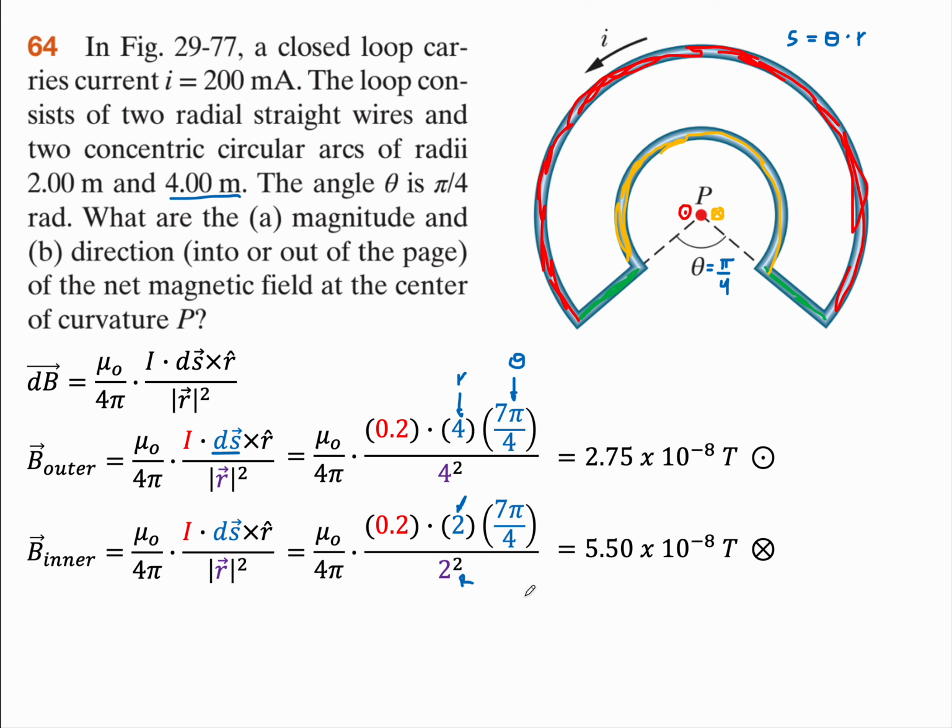What's the net magnetic field? Well, as you can see, we just need to add these two together. And what do we end up with? Well, net magnetic field is just going to be 2.75 times 10 to the minus 8 teslas pointing into the screen. And that's our final answer. Again, you can think about this as pointing in the positive z direction, and this is the negative z direction. And just adding them together, you can very quickly solve it. Good luck. I hope that made sense.